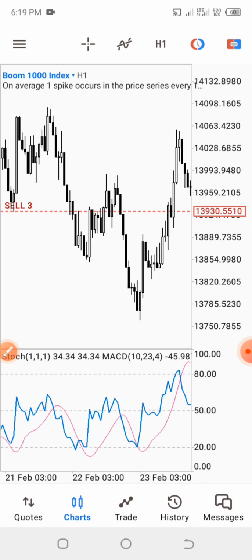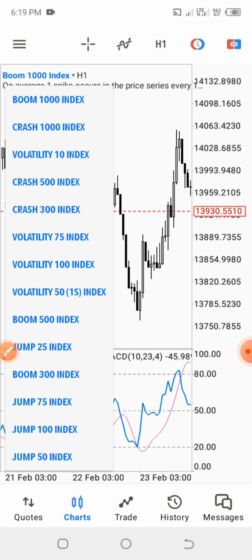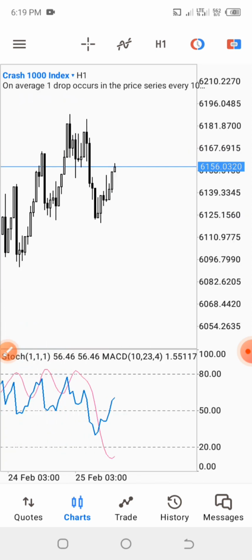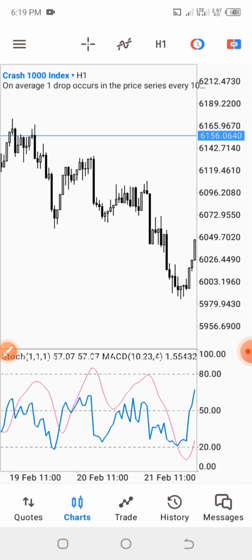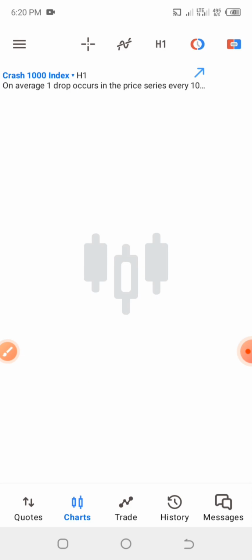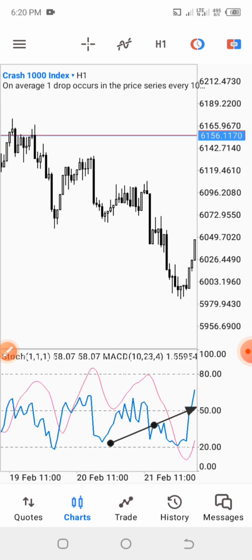So that is on Jump, and the same thing is applicable on the Crash indices as well. But on the Crash indices, especially the Crash 1000, when you see an opportunity to trade, make sure you TP at the 50 level. Don't let it go more than the 50 level. TP at the 50 level on the Crash 1000.